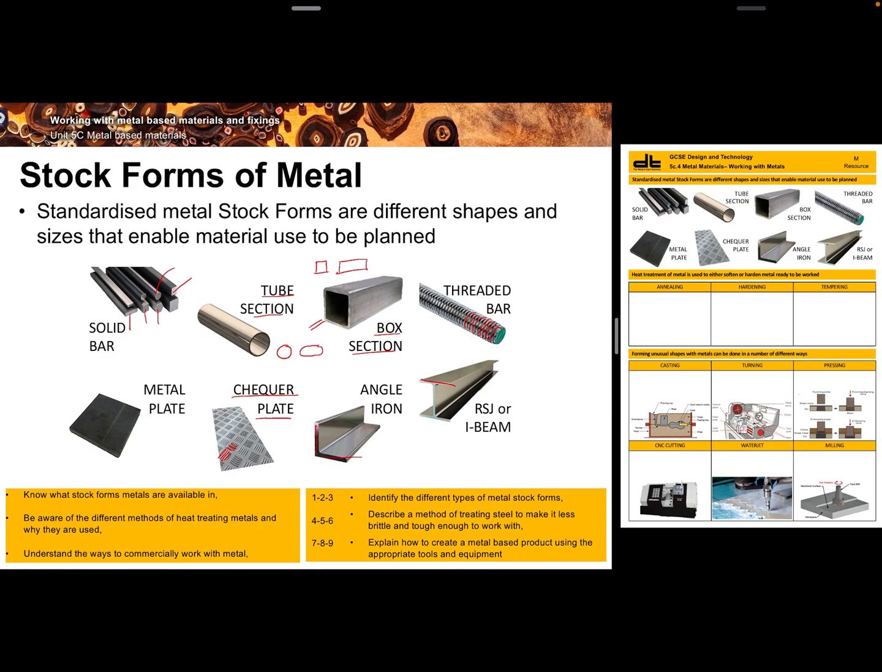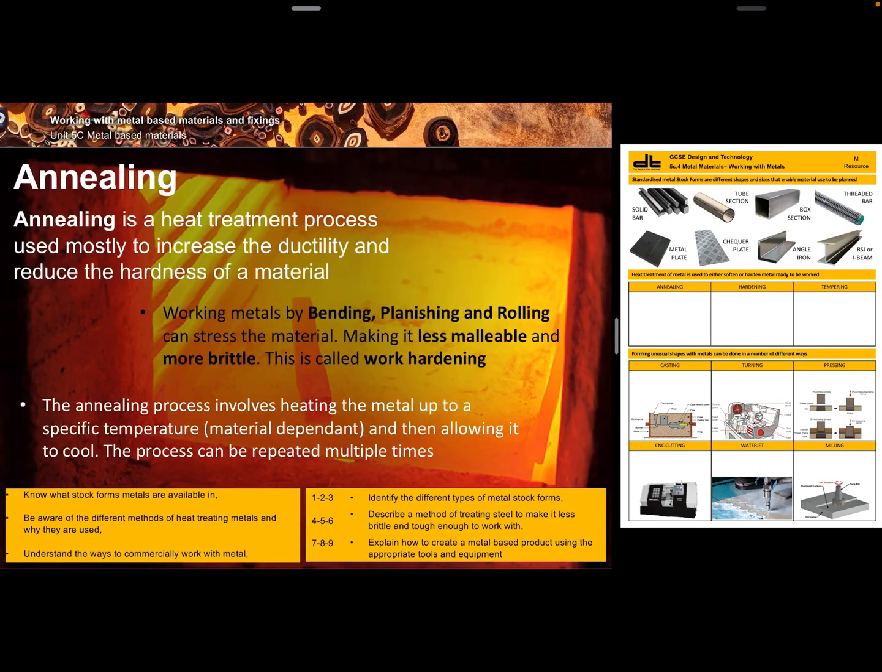Angle iron and the RSJs or the I-beams, these are going to be more used in the construction industry. Okay, they're going to be load bearing.